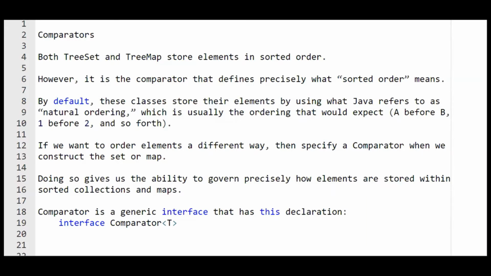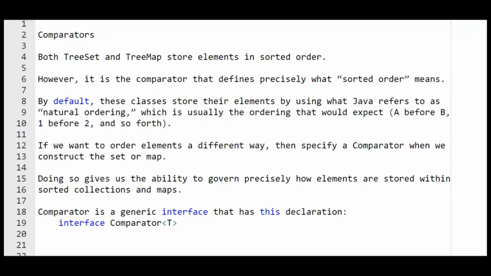So, both TreeSet and TreeMap elements are sorted in memory. However, we need a comparator to precisely tell what the sorted order should be. By default, these classes store their elements using the natural order built into Java. In that order, we expect A will appear first, then B, like that. Or if it is a numerical value, then 1 will appear first, 2 next, and so on.